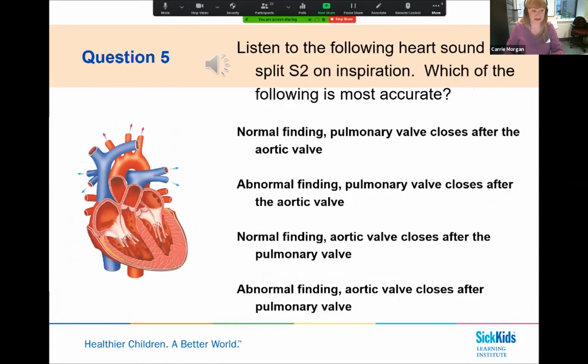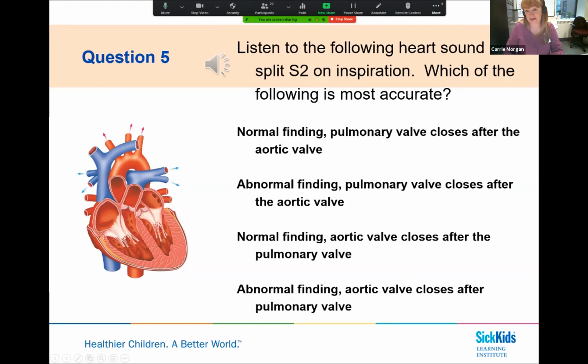I'll advance, just let me know if we're going too fast. So now we're going to play you a heart sound of a split S2 on inspiration. And the question is, which of the following is most accurate? So about a split on inspiration.